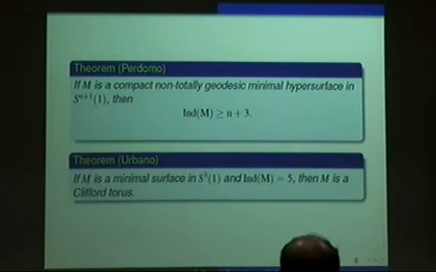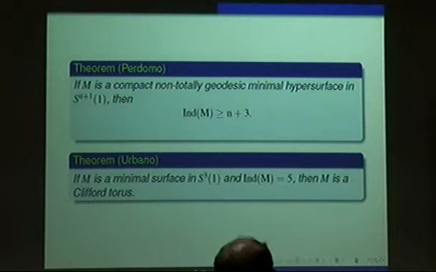Now I'll introduce Professor Fabiano Urbano's result. If M is a minimal surface in the unit sphere of dimension 3 and the index is equal to 5, then M is a Clifford torus. Professor Urbano proved this result by using the Gauss-Bonnet theorem and constructing some functions, some conformal transformations.